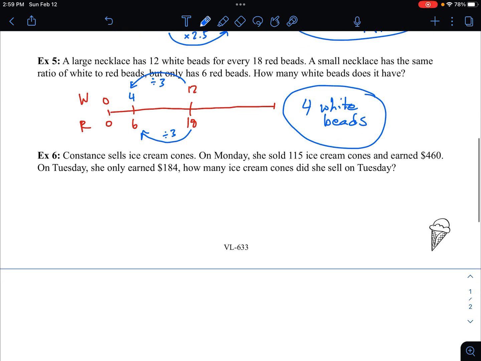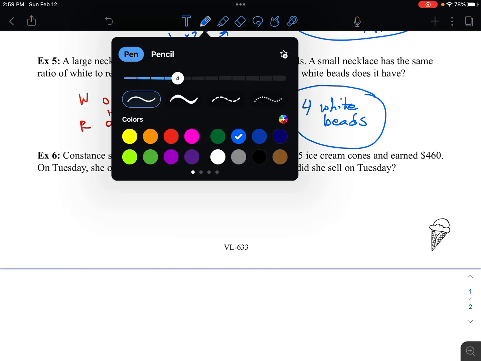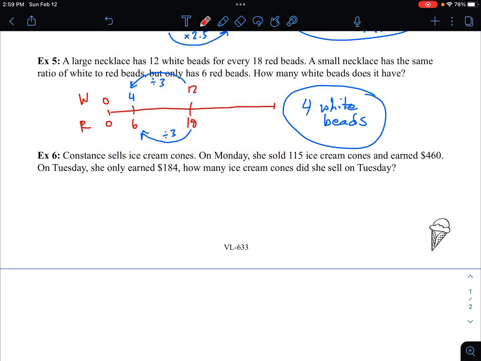Last question. Example 6. Constance sells ice cream cones. On Monday, she sold 115 ice cream cones and earned $460. On Tuesday, she only earned $184. How many ice cream cones did she sell on Tuesday? We're going to assume that Constance is selling all these ice cream cones for the same price. It's not like one flavor is worth more than others. It doesn't have different sizes. It's just selling ice cream cones.